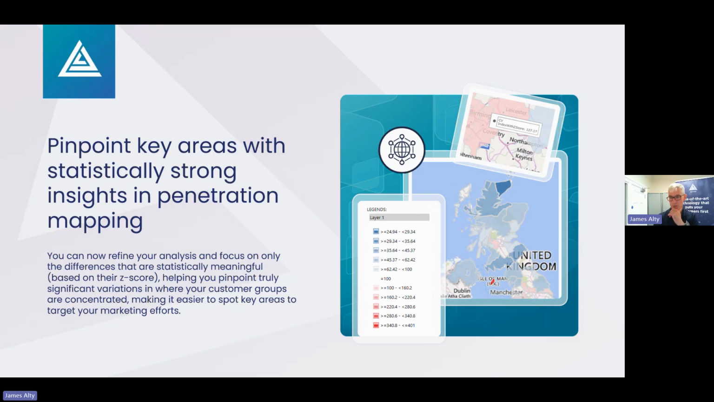But now we've put the Z-score in as well, so you can only show color. You can restrict the map to only show color where there is a statistically significant result. I'm not going to try and show that, I run out of time in my schedule.